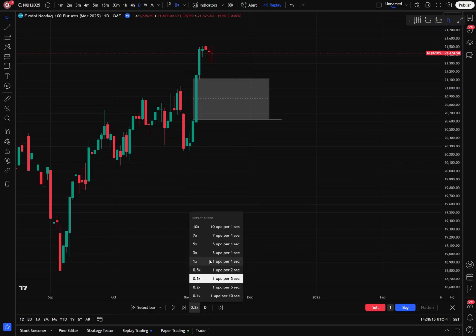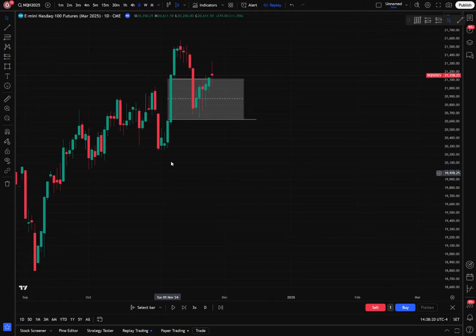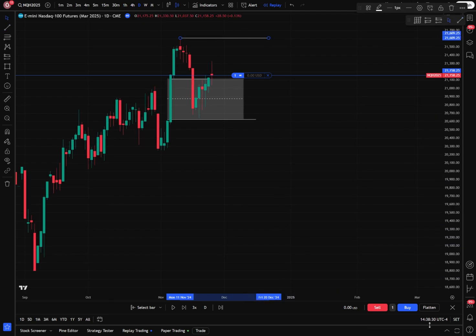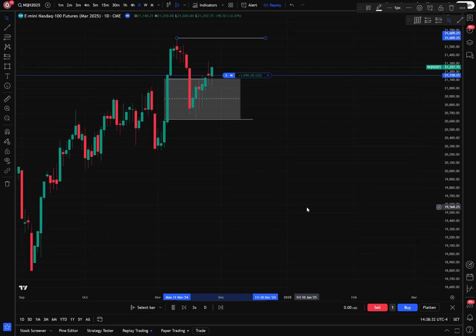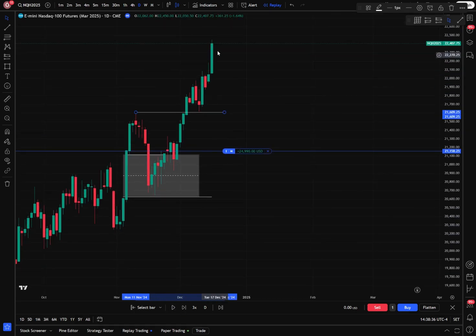So let's play this real quick and let's see. As the market comes inside of it, guess what I'll be doing? I'll be buying. Once I buy, I'll be looking for this high right here as a take profit. Let's see what the market does. Then just like that, the target hit. Guys, this is how you use a fair value gap, right?